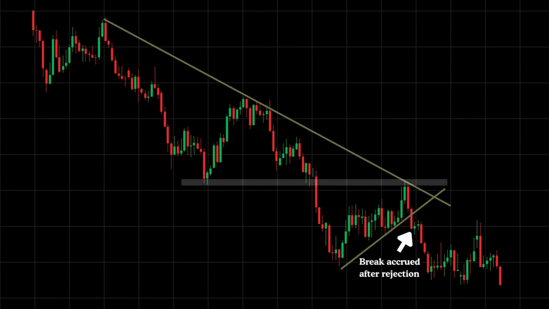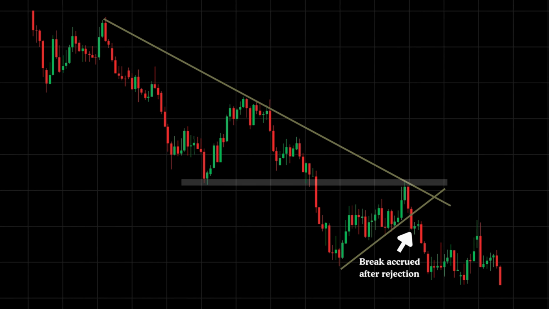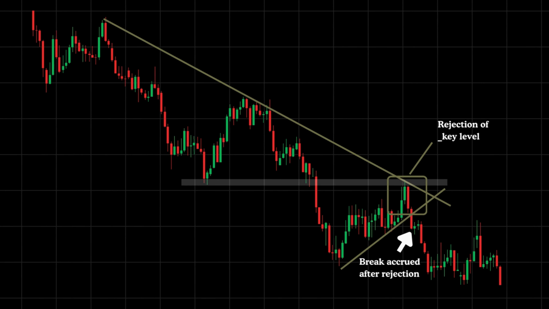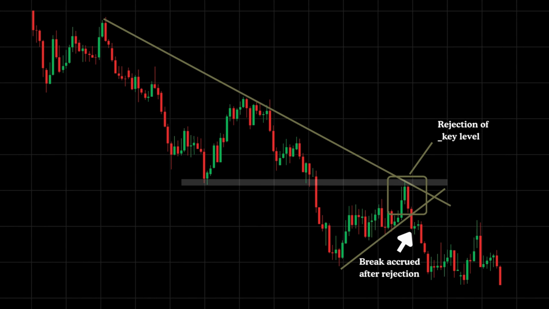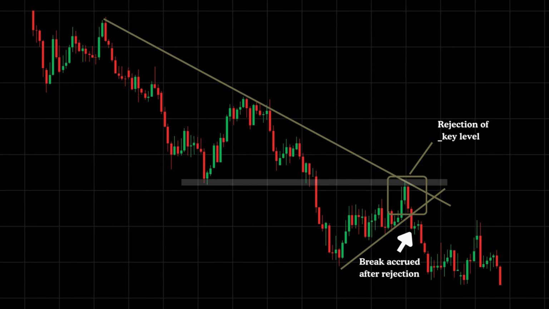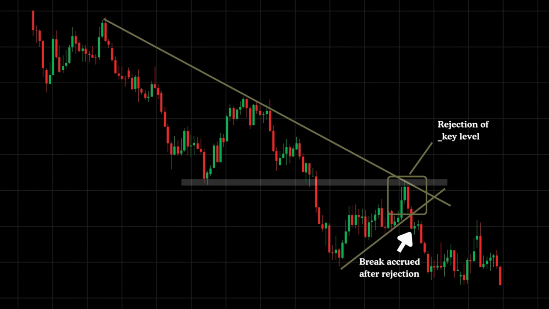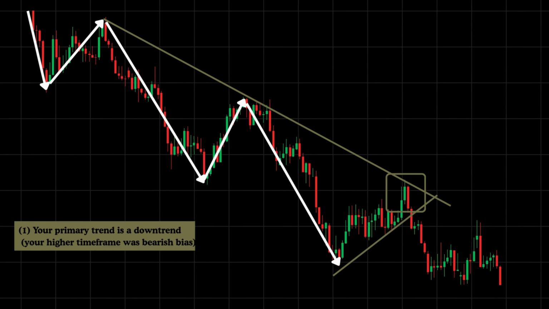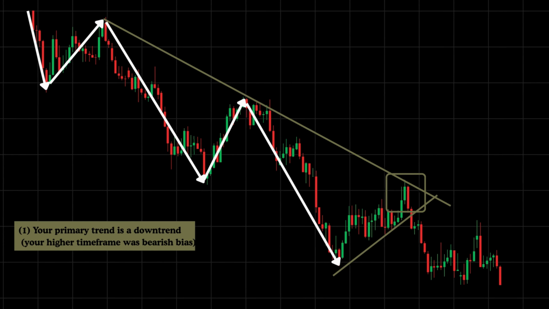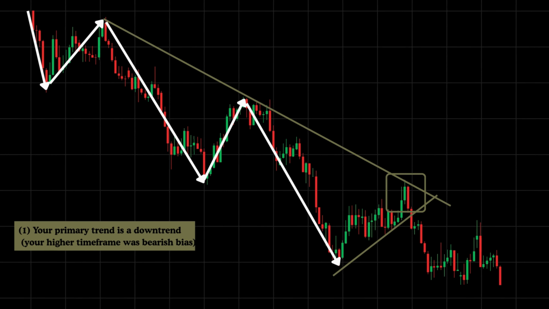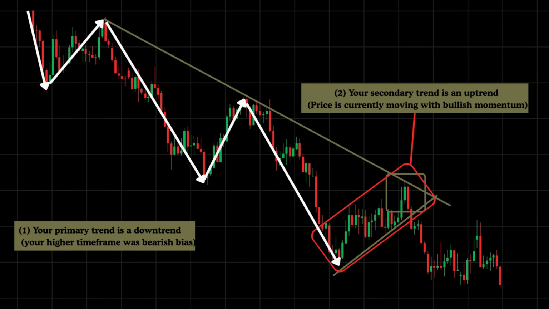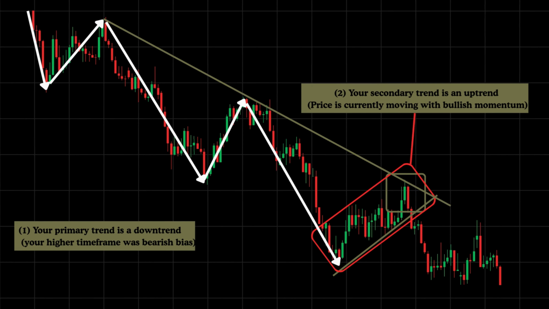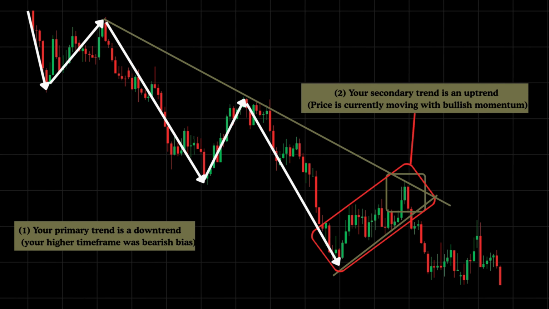Another important point here is that the break of the short-term trend line happened after the rejection from the resistance area. Otherwise, it would have just been a short-term trend line break with no context. This distinction is crucial, so let's recap to highlight the points. First, our primary trend was a downtrend, giving us a big picture bearish bias. The problem was that the short-term trend was an uptrend, meaning price was moving with bullish momentum and could easily break through the long-term trend line.